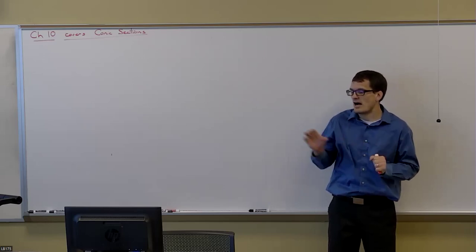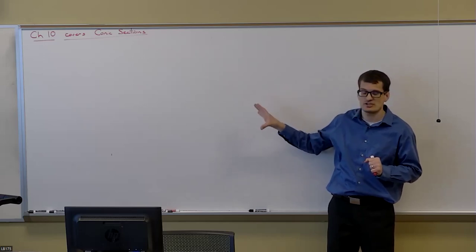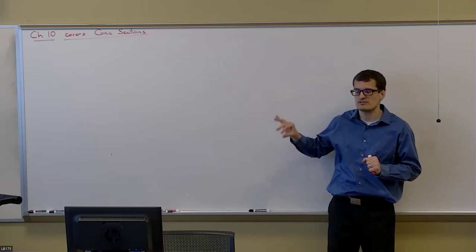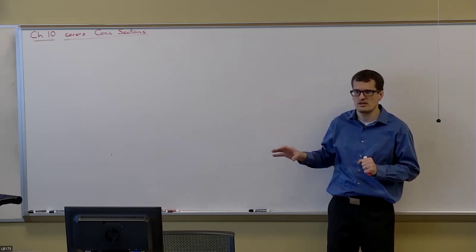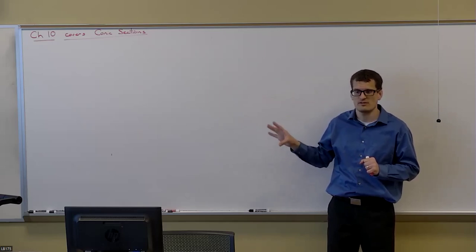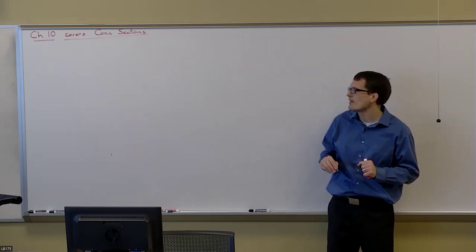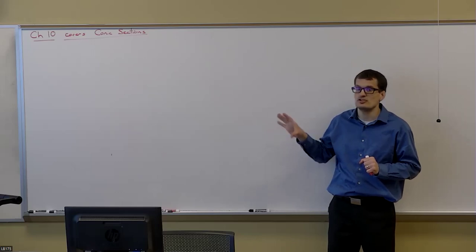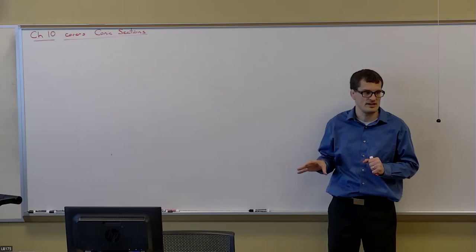Weirdly enough, chapter 10 covers conic sections. The ellipse comes first in 10.1, then the hyperbola, and then we do the parabola, and the circle is a special version of the ellipse. And then we translate them. That's 10.1, 10.2, 10.3, 10.4. But it doesn't cover what a conic section is in general beforehand. So that's what I want to do today.